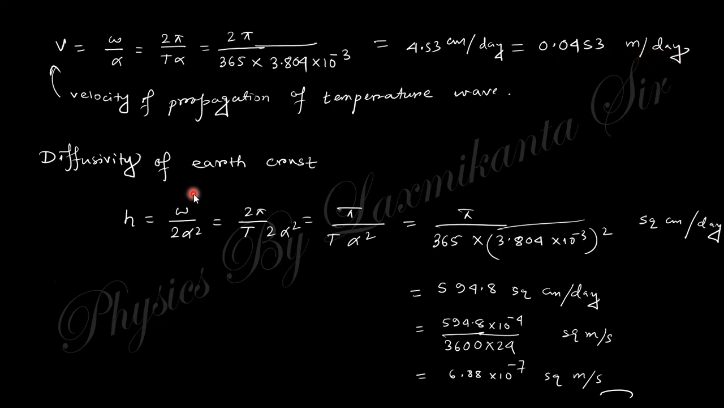Clear? And the diffusivity of this wave will be omega by 2 alpha squared. Taking this in centimeter squared per day, convert to meter squared per second by converting day into seconds, and you will get this answer. So I think it is clear. If there is any doubt, you must comment in the comment box.